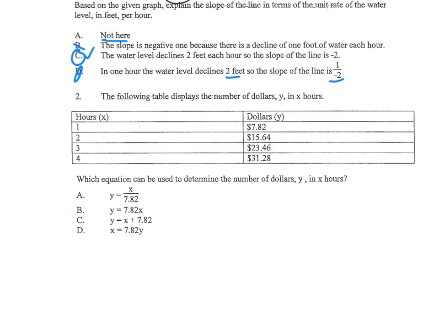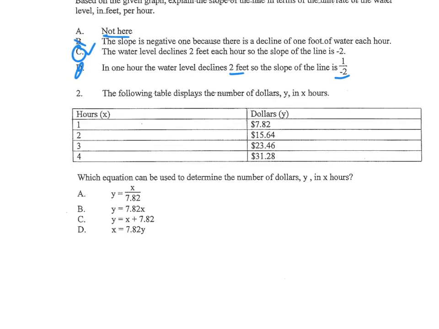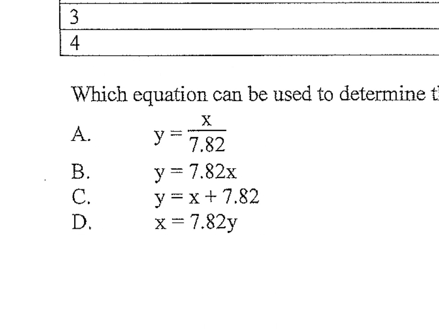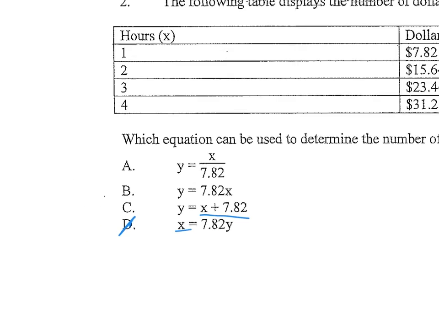Now take a look at number 2. It says the following table displays the number of dollars Y in X hours. Which equation can be used to determine the number of dollars Y in X hours? Just looking at the answer choices, some of these don't even make sense. Our equations never begin with X equals something, so D is out. Our equation could look like that.